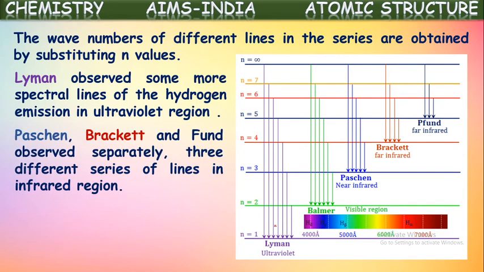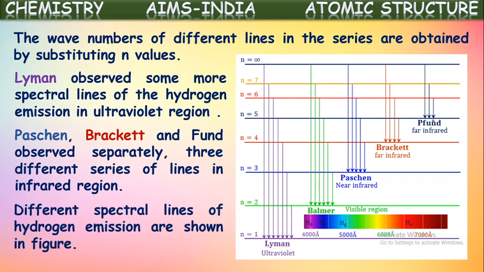Paschen, Brackett, and Pfund observed separately three different series of lines in the infrared region. So they are named with their names as Paschen series, Brackett series, and Pfund series. These three series are found in the infrared region. Out of these, the Paschen series is said to be in the near infrared region, the Brackett series in the infrared region, and the Pfund series in the far infrared region.